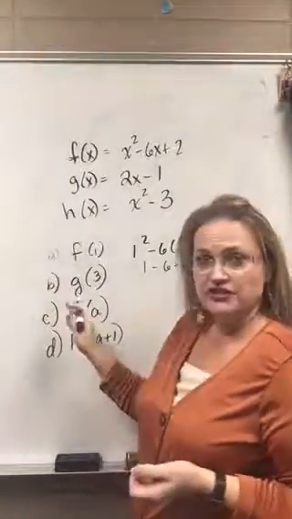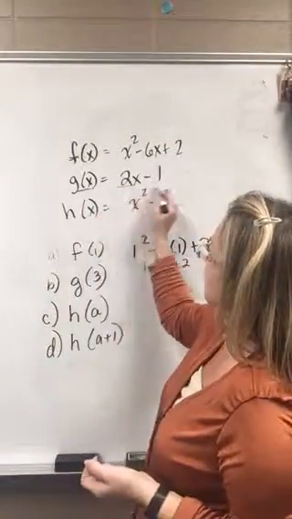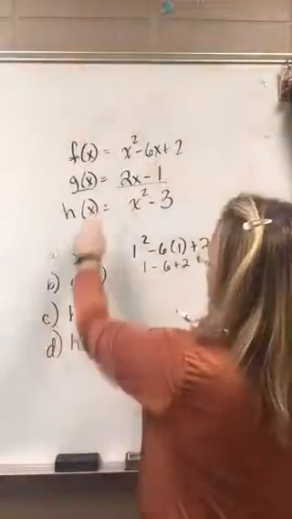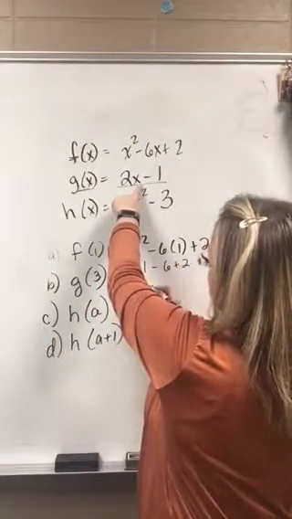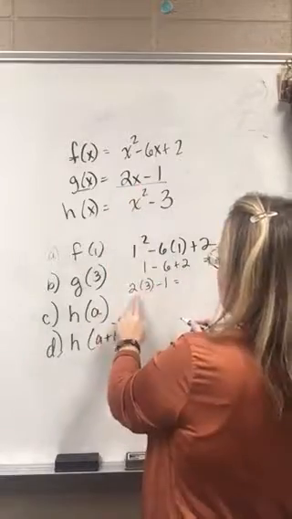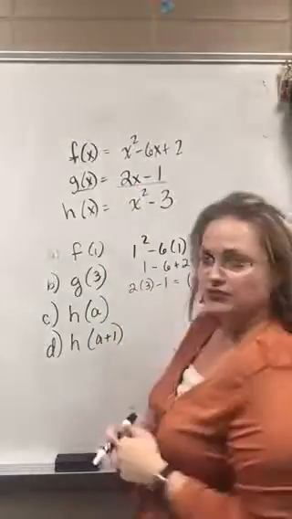The next one, g of 3, function g I've defined as 2x minus 1. So I'll plug a 3 in for the x. That makes 2 times 3 minus 1, or 6 minus 1, 5 for that.